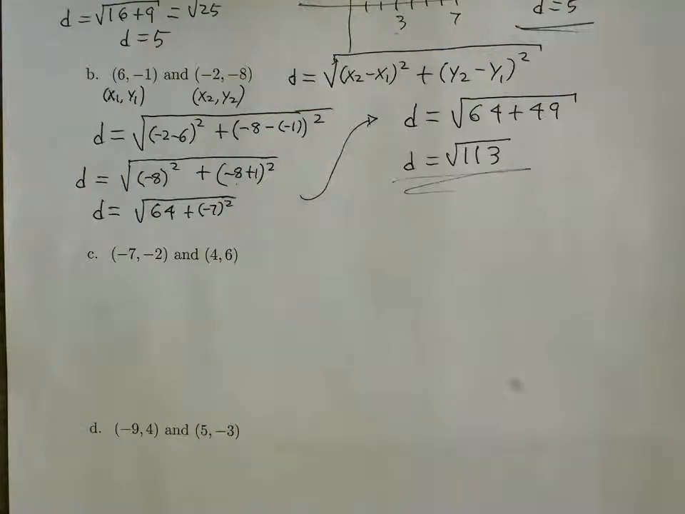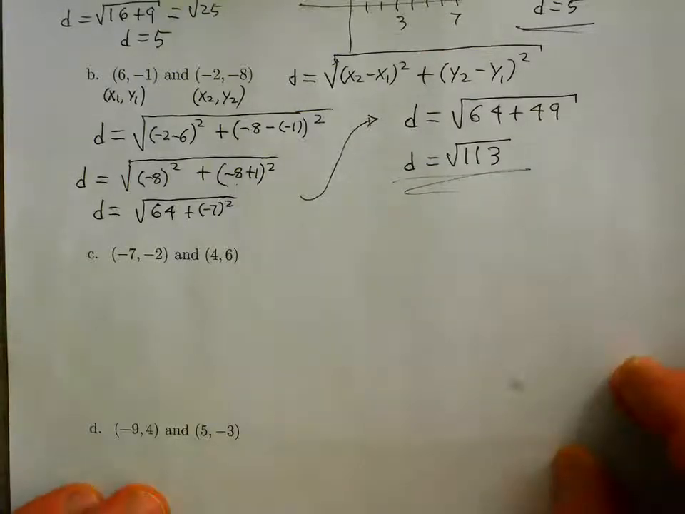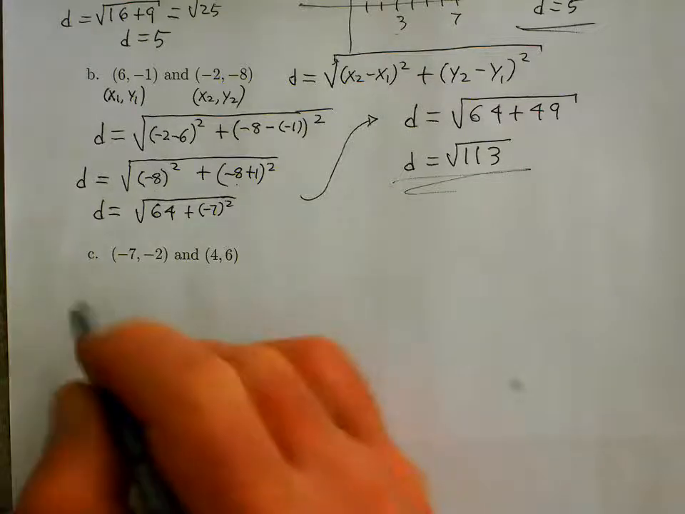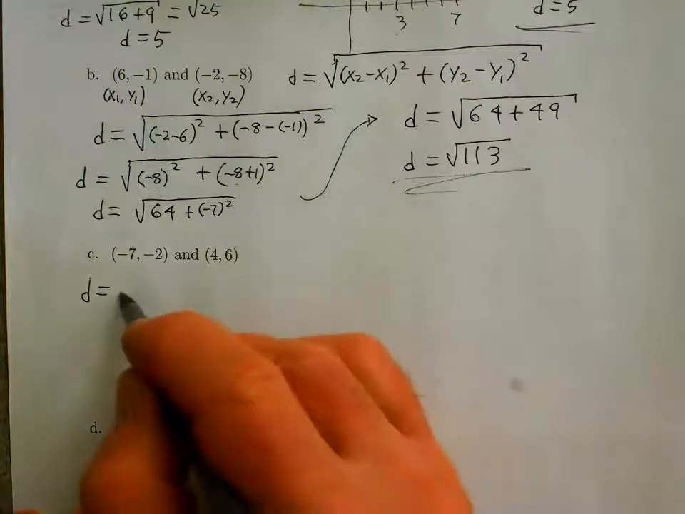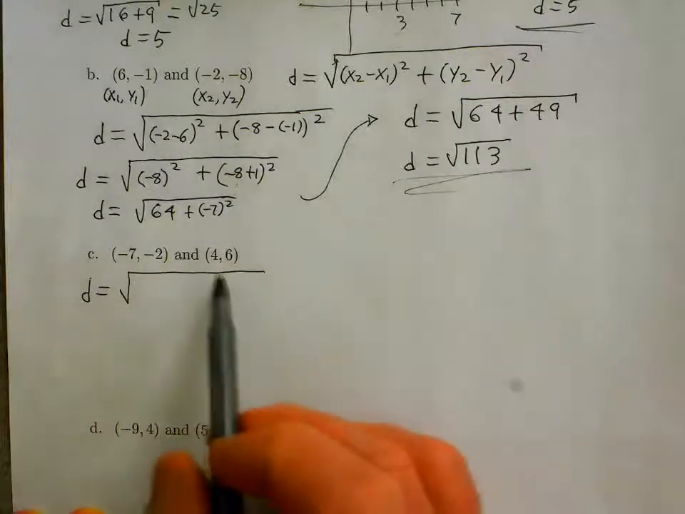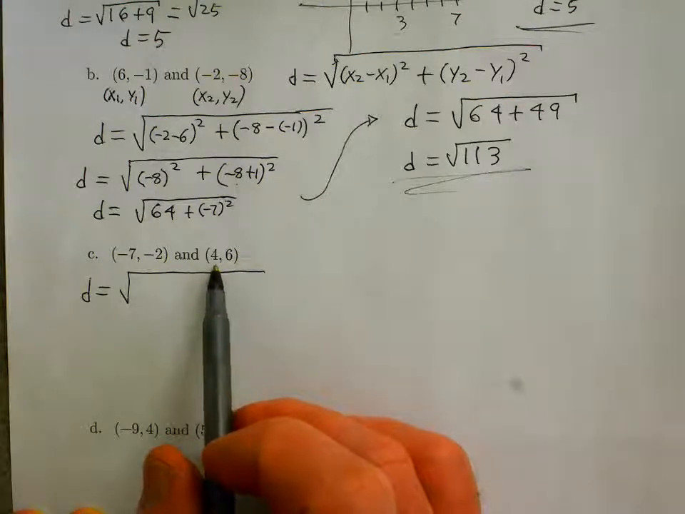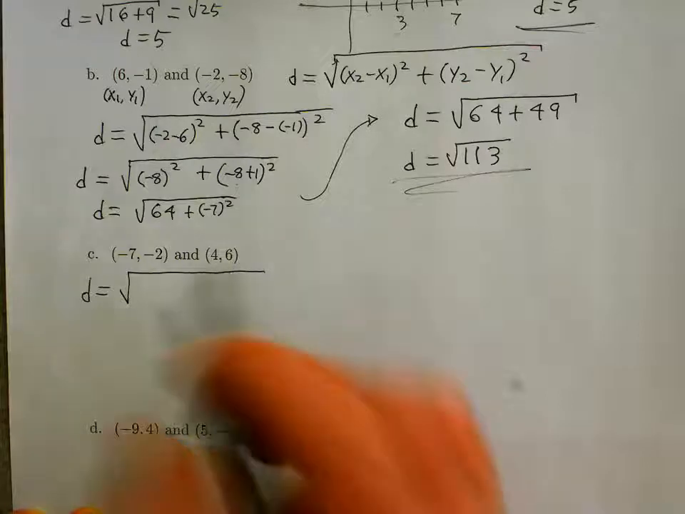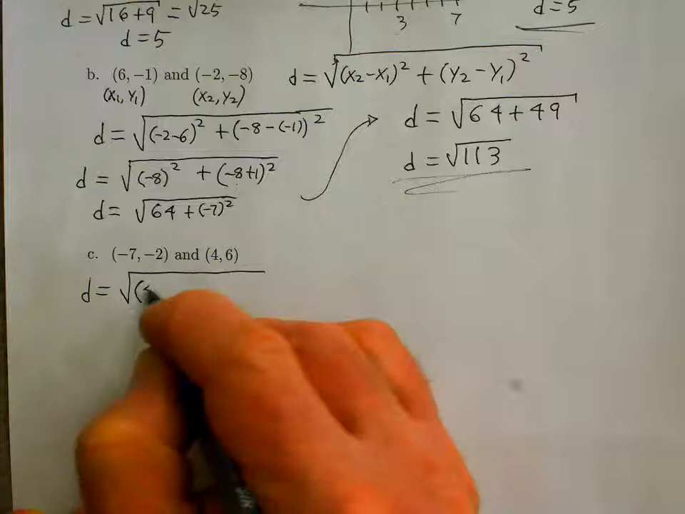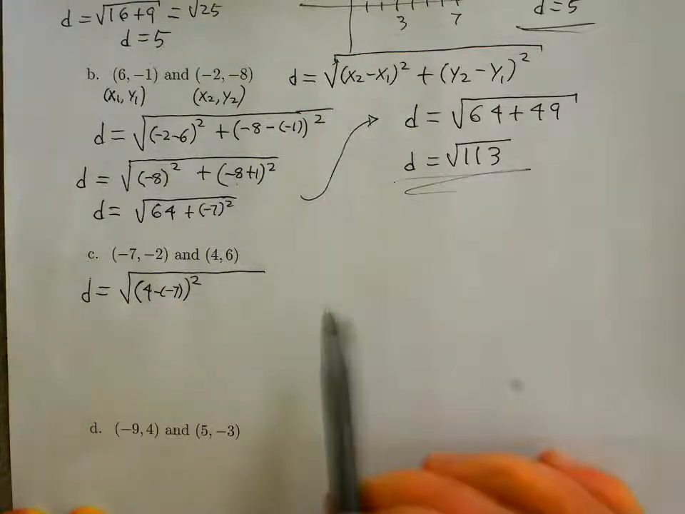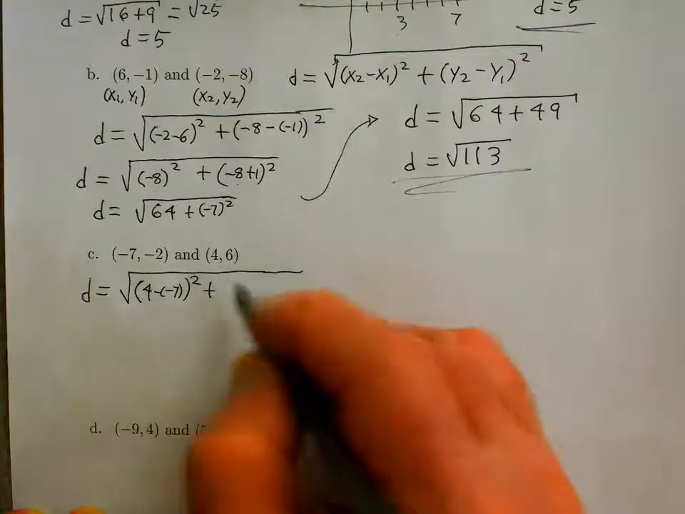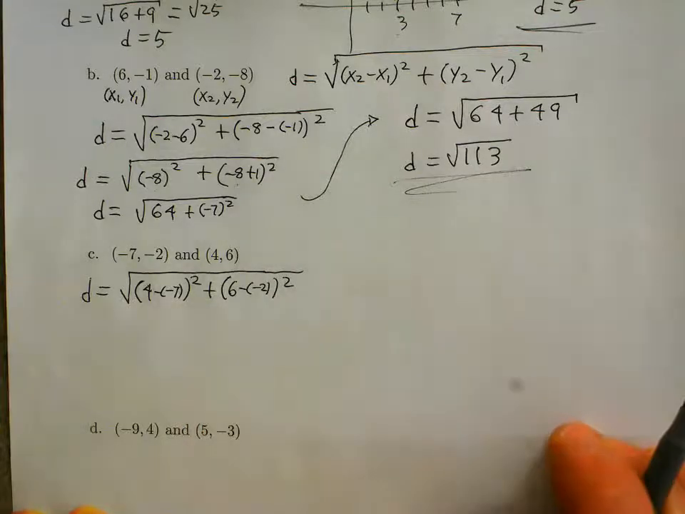Hey, what did you come up with? Okay. So the square root. Well, you get to pick how you go about picking the points. So I'm going to pick 4 minus -7 quantity squared, and then plus 6, the quantity 6 minus -2 squared inside the square root.